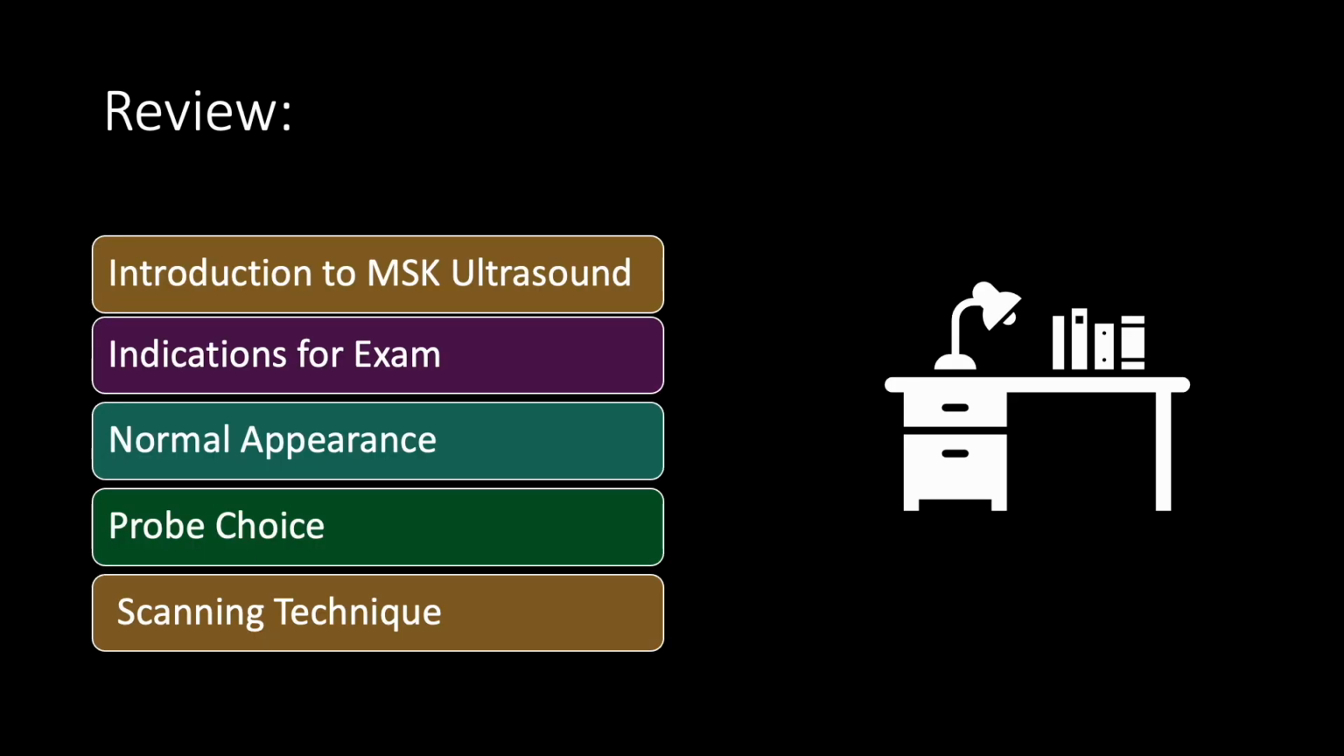And with that, that's our introduction to MSK ultrasound. I hope that you've realized we've talked about some of the different indications for the exams, what normal MSK structures appear like when looking at the different structures of the body using ultrasound. You know which probe to choose, and you've gotten an overview of the scanning technique. And next, we'll start jumping into some of the different pathologies that we sometimes see, particularly affecting different joints and areas of the body.